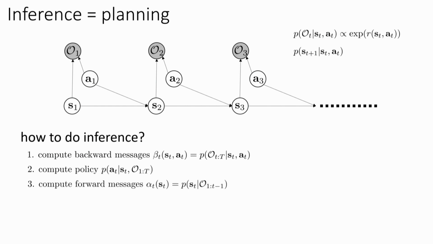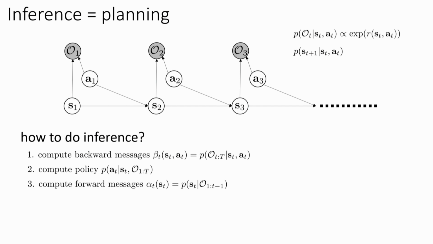The third question that we'll study is how you compute a forward message. Now this one is a little bit peculiar. The forward message tells you what is your probability of landing in a particular state given that you've been optimal at all of the preceding time steps.